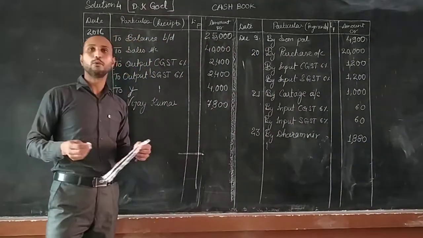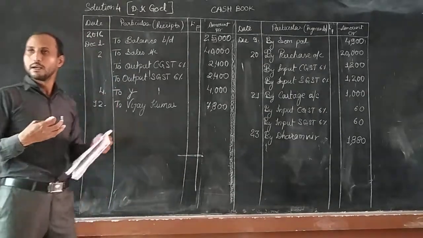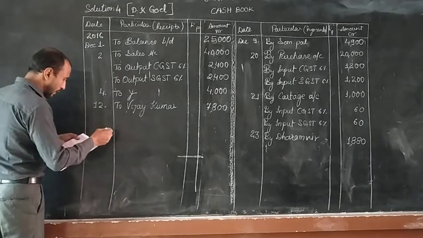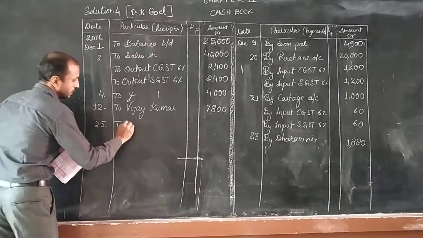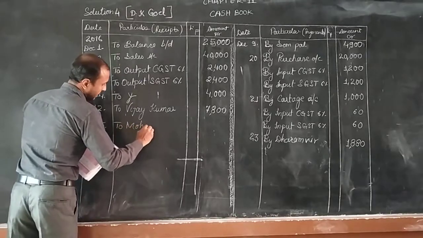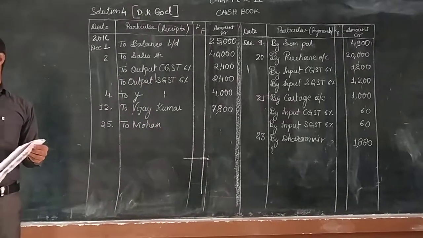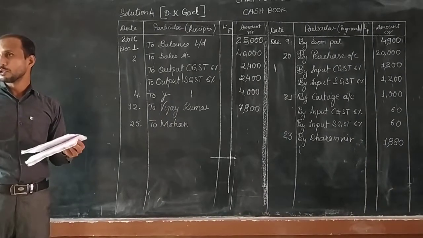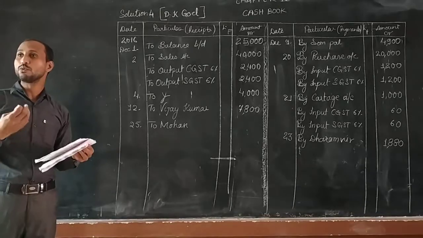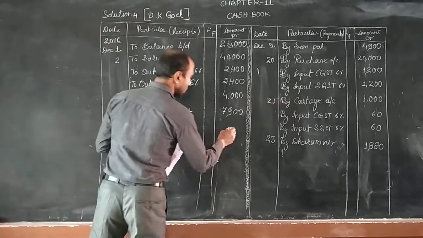Now we have received a money order from Mohan. Money order, MO, is what? Money order. When we are receiving money, where do we write it? In the receiving side. So here we will have a date, 25, and to Mohan. Don't write money order here. What does money order mean? Mohan is our debtor, that's why he is paying us. Is it clear? Money order is nothing; money order is just the way to receive the money. So it is Mohan, and it is 500.